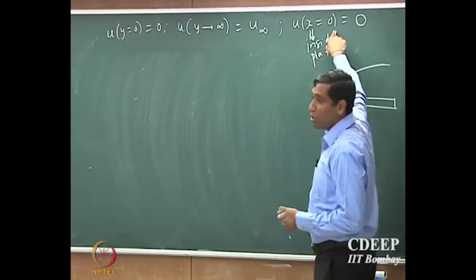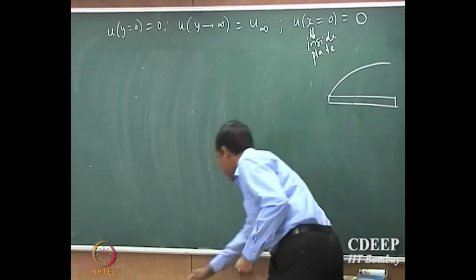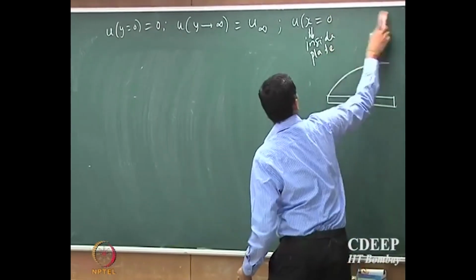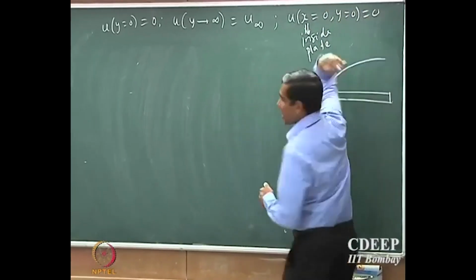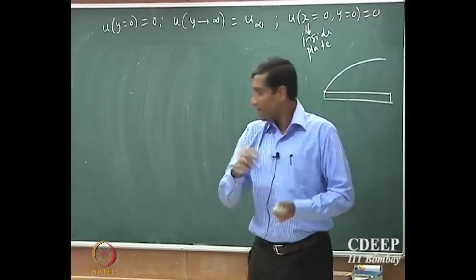Right, but that is x equal to 0, sorry, that should be y equal to 0, that is right. That should be y equal to 0, that is the boundary condition.